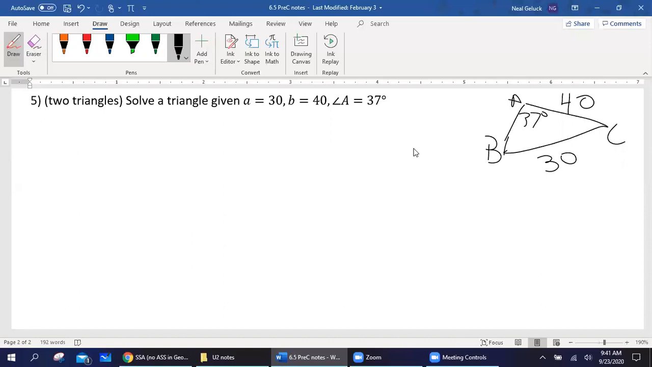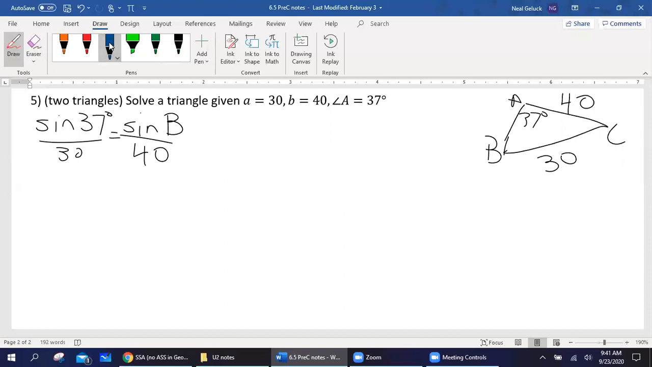If I set up my law of sines, sine 37 over 30 equals sine B over 40. I'm not going to go through the steps, but you'd cross multiply, and eventually you'd have to get B by itself by taking the inverse sine. You're going to get B equal to 53.36 degrees. So that tells me there's at least one triangle.